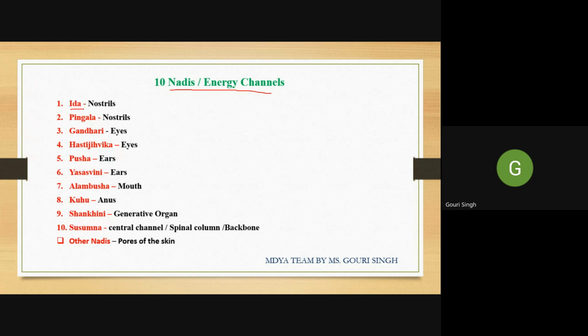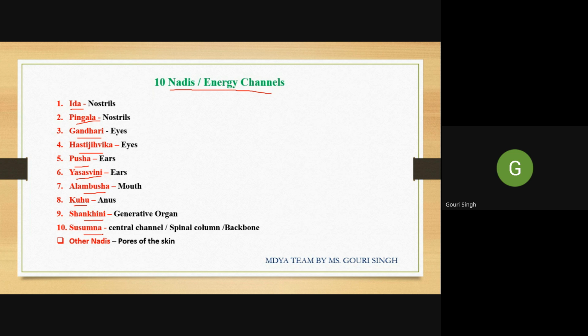So here 10 nadis are discussed. First one is the Ida, next is the Pingala, third is the Gandhari, fourth is the Hastajivika, fifth is Pusa, sixth is Yashaswini, seventh is the Alambusa, eighth is the Kuhu, ninth is the Sankhini, and the 10th is the Susumna. So here all the nadis are in sequence order.